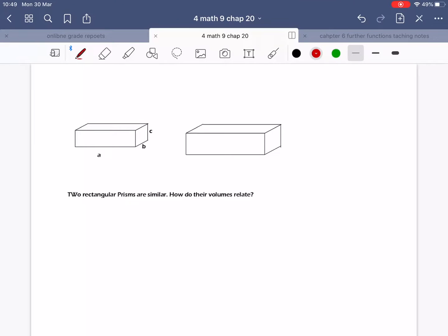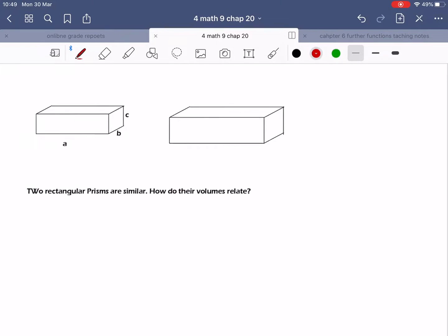Good morning, Math 9. It is now time to get into our similar shapes, and now we're going to talk about volume and how the volume between similar shapes is related to each other.